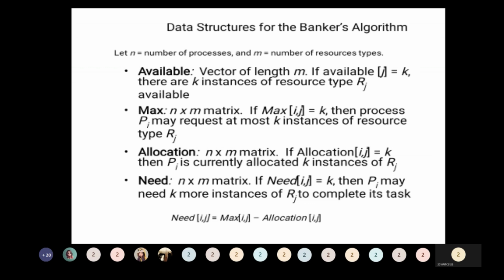So we have available, max, allocation, and need. Need[i][j] equal to max[i][j] minus allocation[i][j]. Maximum resources needed should be declared, and after allocating some of the resources the need may vary from time to time. That is calculated as the need matrix. It is calculated as max[i][j] minus allocation[i][j].